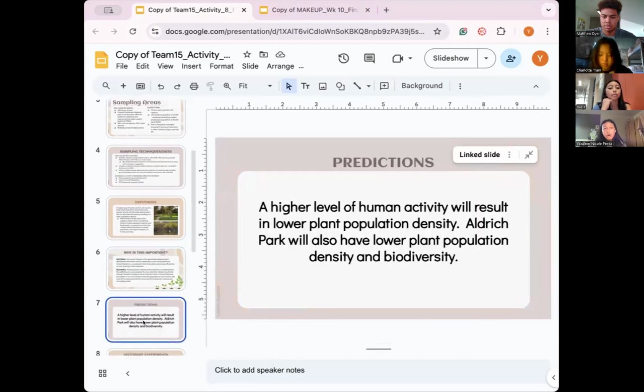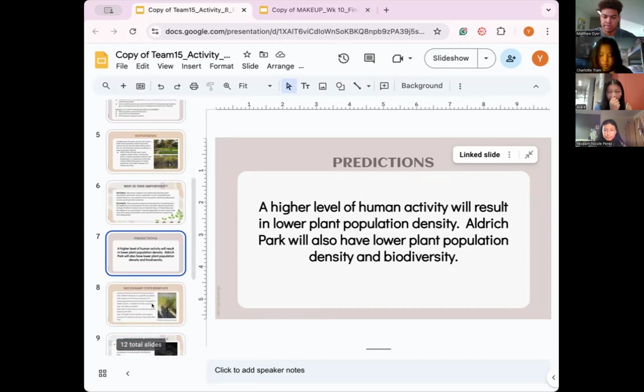So our prediction overall, we said that a higher level of human activities will result in lower plant population density. Aldrich Park will also have a lower plant population density and biodiversity.